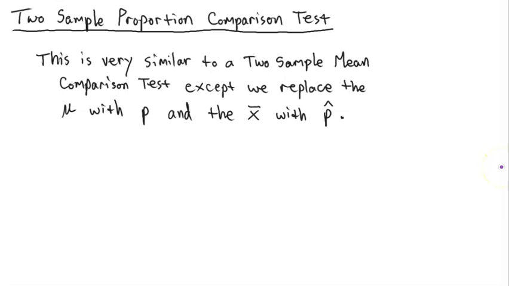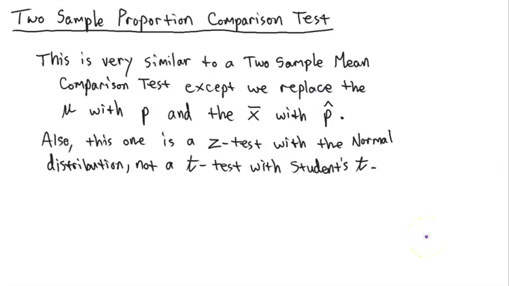All right, so now we're going to move on to another kind of two-sample comparison test, only now this is the two-sample proportion comparison test, okay? The two-sample proportion comparison test is very similar to the two-sample mean comparison test, except we're going to replace the mu with a p for proportion. So this is mean, and this is proportion. Since this is a proportion test, we're going to use proportion, not mean. And we're going to replace the sample mean with the sample proportion.